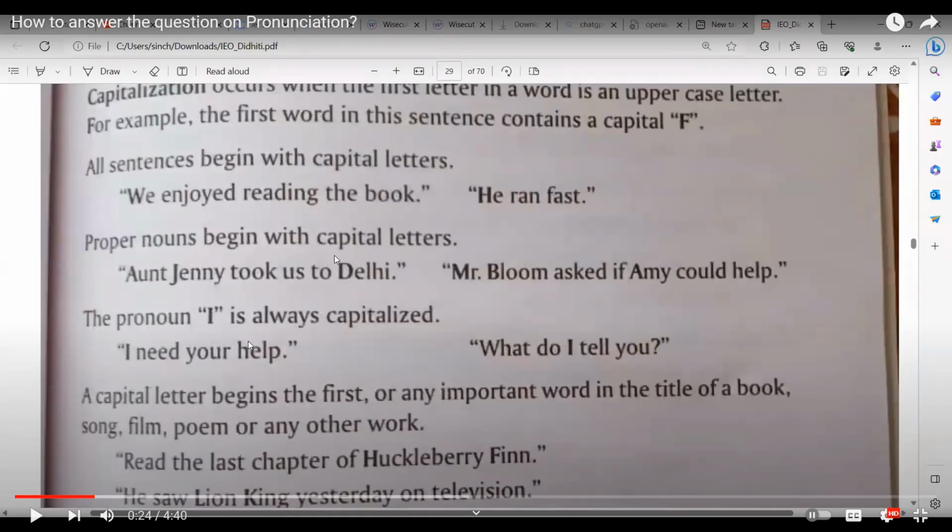The pronoun I is always capitalized. I need your help. Very good. Excellent. So, I is always capitalized, like Ashmita told us. It may be in between the sentence, at the beginning of the sentence, or at the end of the sentence, but I will always be a capital letter. Excellent, Ashmita. Okay, now, Tuhin, can you give me an example of a proper noun which begins with a capital letter in a sentence?